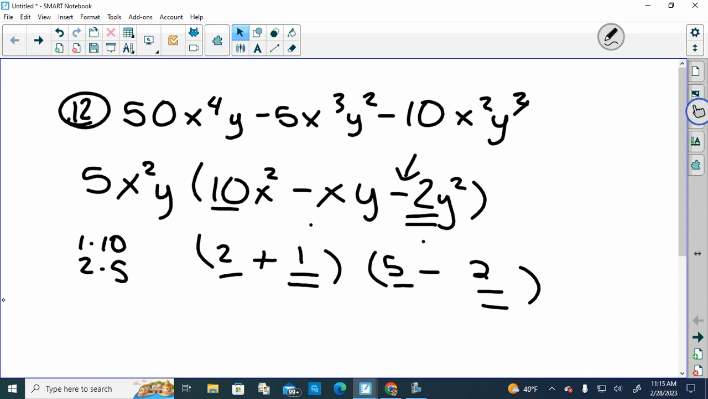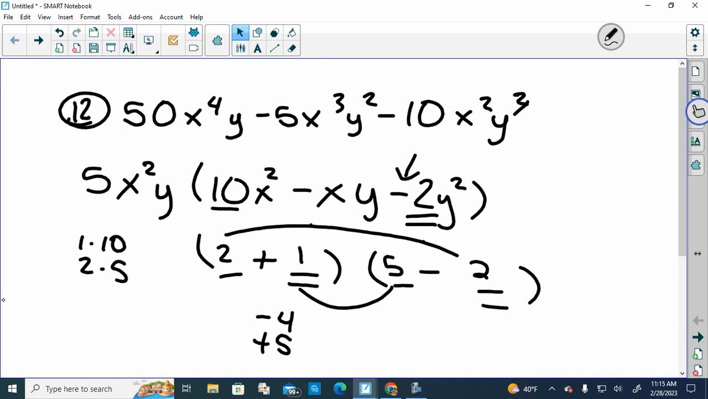So I'm just going to check these. I already know that 2 times 5 is 10, but what I'm trying to get is this middle thing. So I check the 2 outside ones and the 2 inside ones to see if it gives me a -1. Well, 2 times a -2 is a -4, right? 1 times 5 gives me a +5. What does that give me?